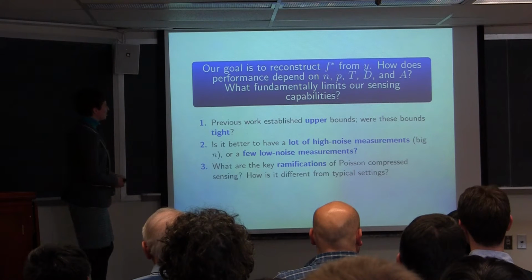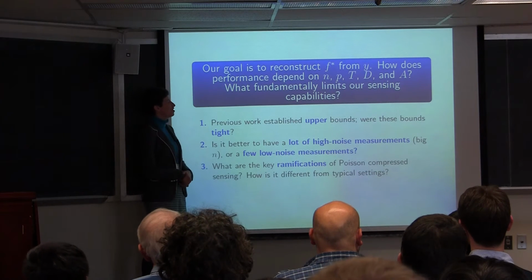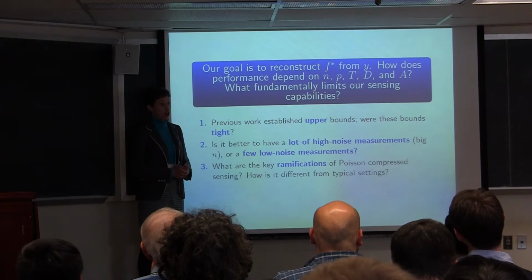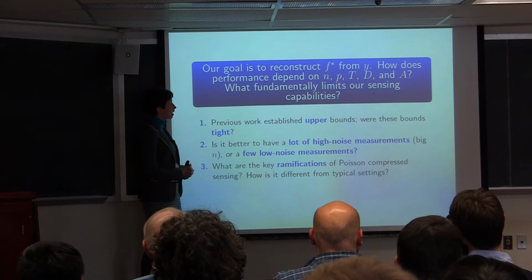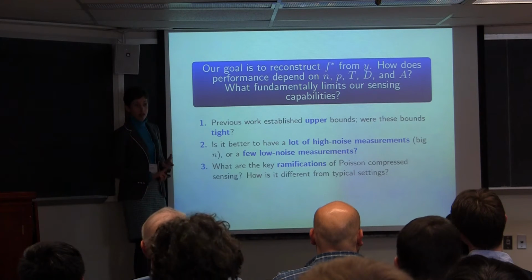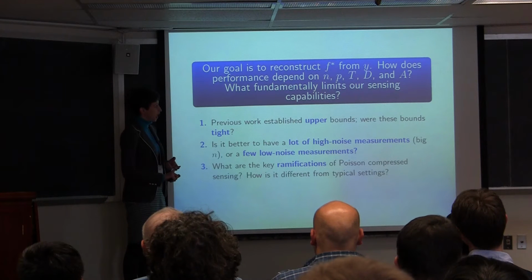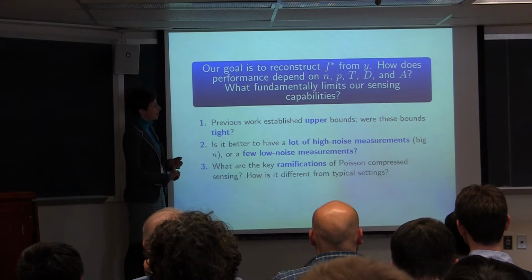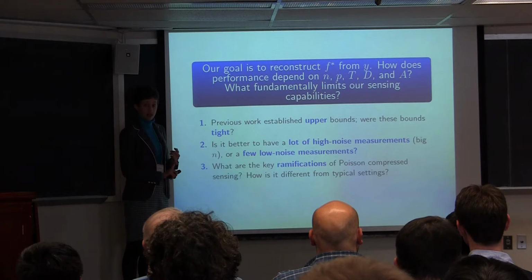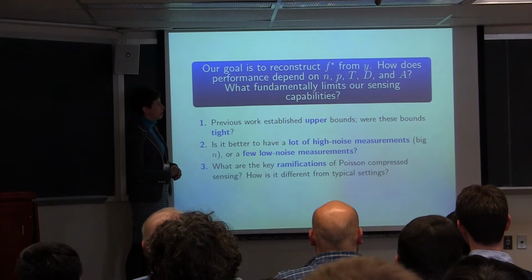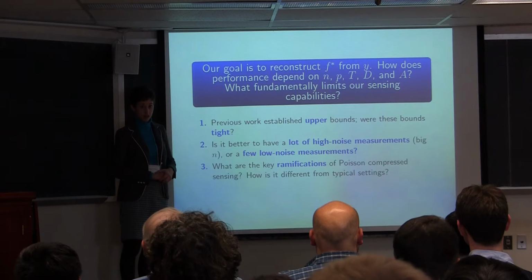But without the joke, our goal is to reconstruct F star from Y, and what we'd like to understand is how our performance or our error decay rates depend on N, the number of measurements we collect, P, the number of parameters or pixels we have, T, how much time we're going to spend collecting all this data, D, our sparsifying basis, and A, our sensing matrix. And what we'd like to understand is what fundamentally limits our sensing capabilities.